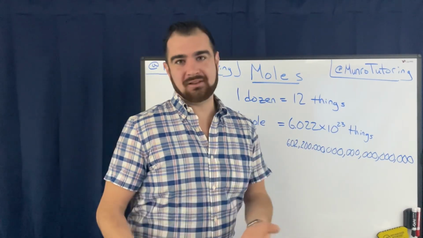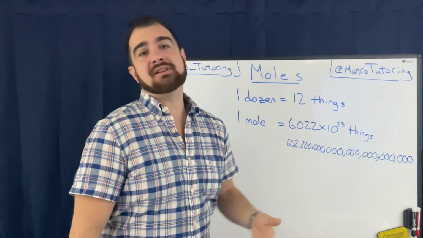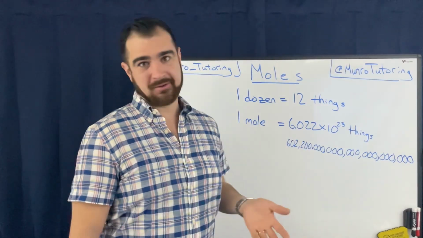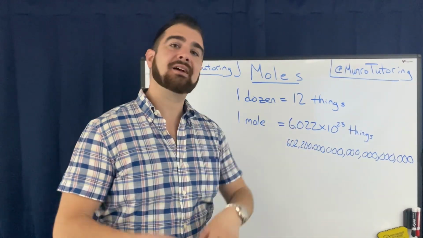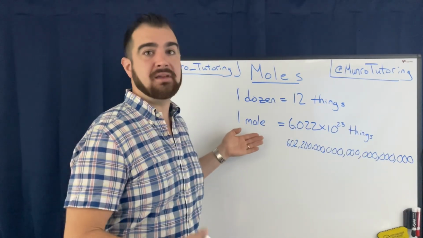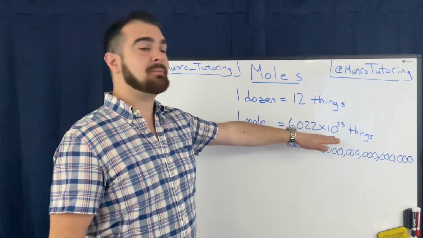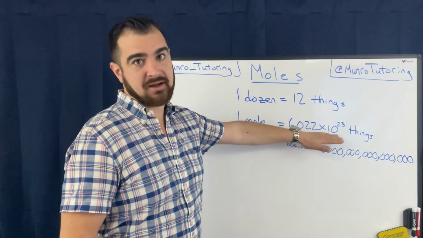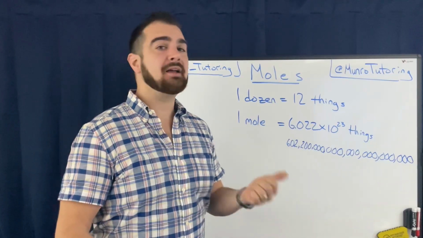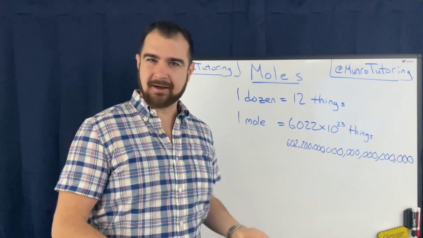And so in everyday life, we use a dozen to mean 12 things. So a dozen bagels is 12 bagels, a dozen eggs is 12 eggs, a dozen people is 12 people. So those things are just kind of everyday items. But when we talk about a mole being a quantity of things in chemistry, it's a much larger number because the things we're talking about are very small. And so the things are typically going to be ions, atoms, molecules, particles, something like that.